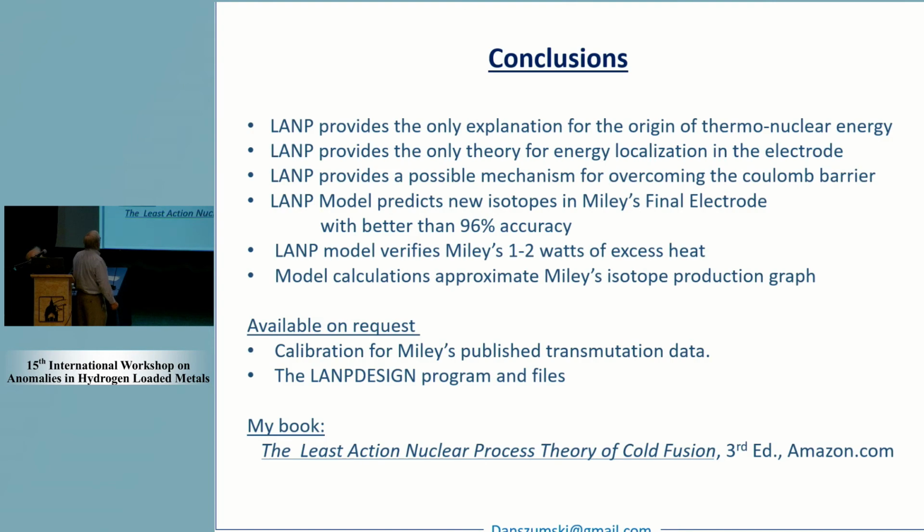The LAMP model seems to be doing a good job of producing the isotopes that Miley saw in his final electrode. It's the only theory that provides for the localization of energy within the electrode. It provides a mechanism for overcoming the Coulomb barrier. It predicts new isotopes in Miley's final electrode with better than 96% accuracy. It's actually up around 100%. Remember, absolutely deterministic. That's how physics should be.